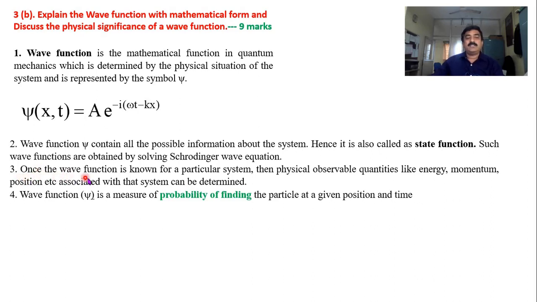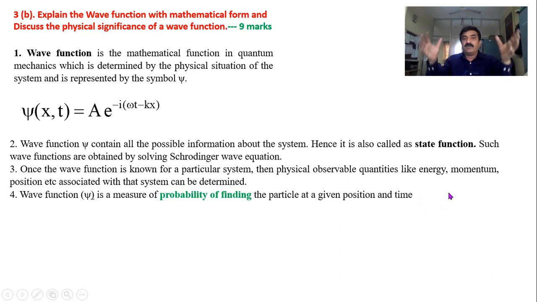Second, once the wave function is known for a particular system, then physical observable quantities like energy, momentum, position, etc. can be determined. We can determine the particle parameters like energy, momentum, position, etc. And wave function psi is a measure of probability of finding the particle at a given position at a given time, at a given position.